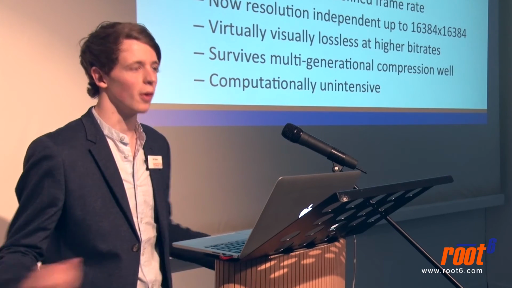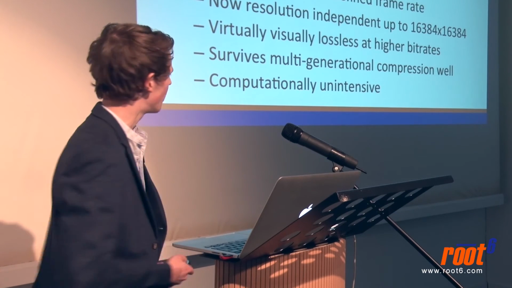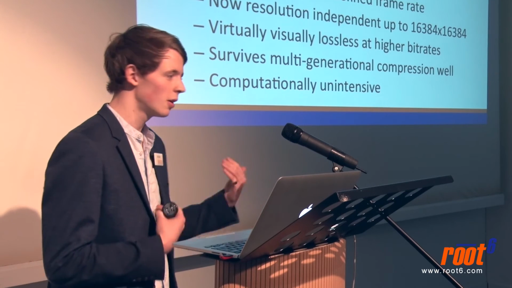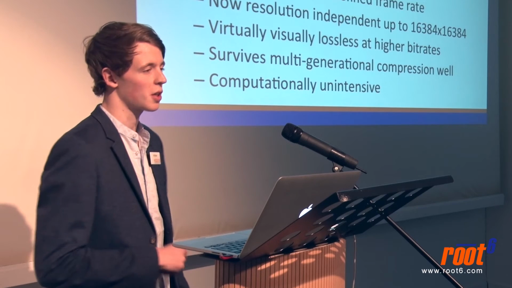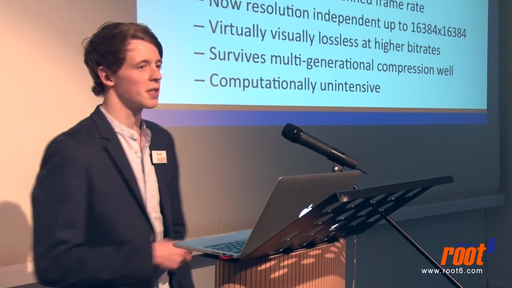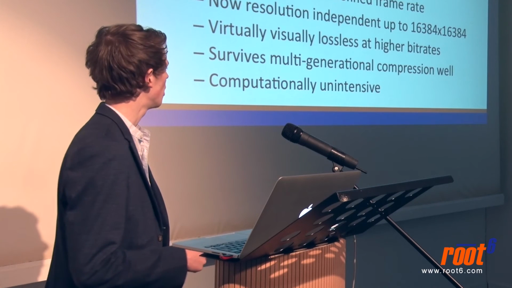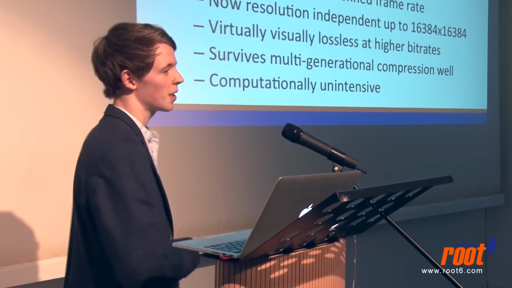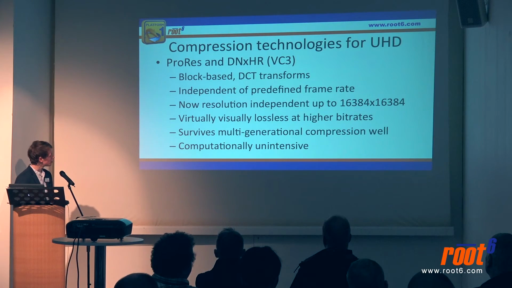So to give you an idea of how simple they are to implement, and this is no bad thing, the H.264 specification, which is a hugely complex specification for a hugely complex codec, runs at well over 600 pages. The DNxHR and the VC3 one runs at about 100, of which 50 pages is just lookup tables. So it's a really stark difference, much easier to implement.